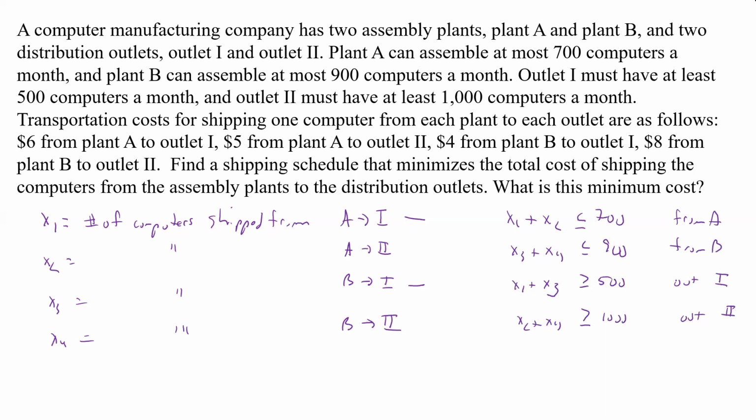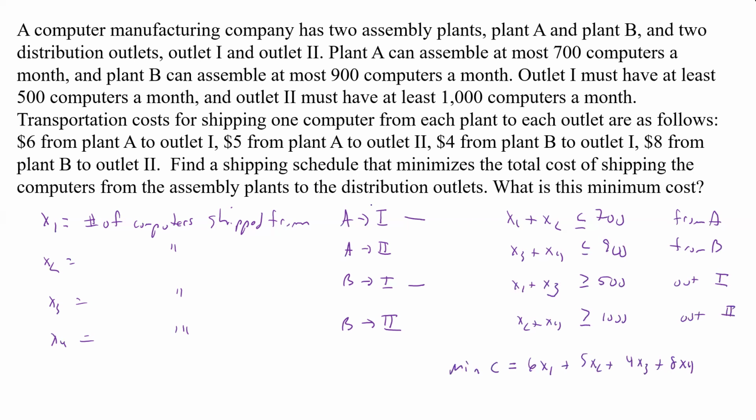Now, the next thing we need is some kind of a cost function. We want to minimize the cost, which is equal to 6 times x1 plus 5x2 plus 4x3 plus 8x4.